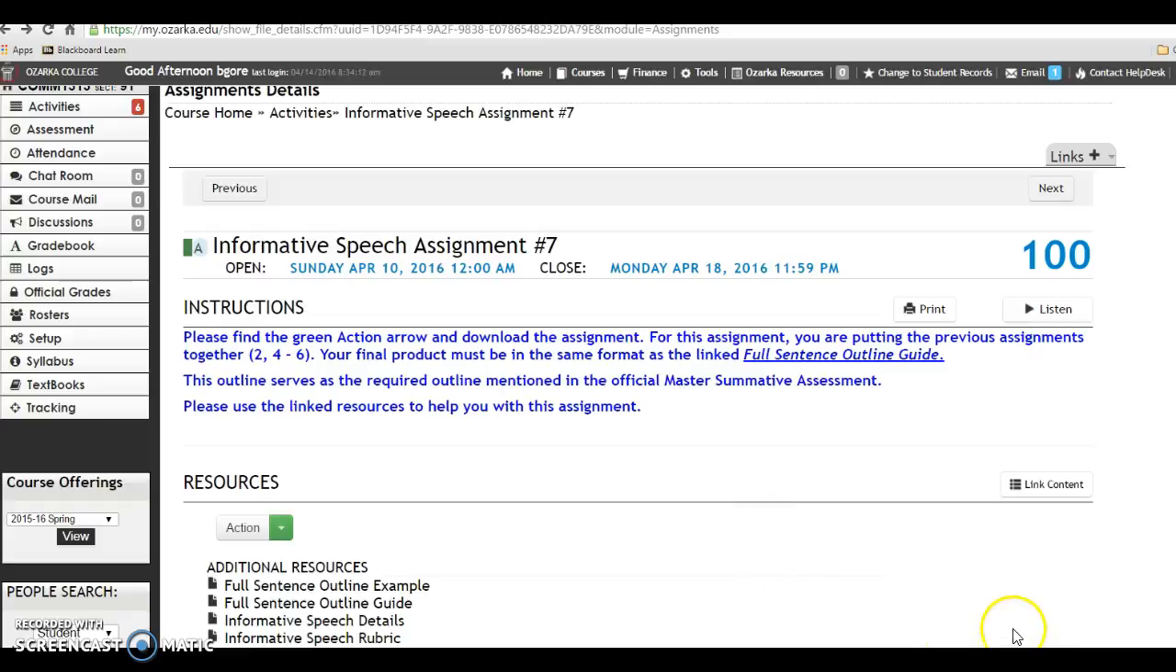I wanted to point out specifically assignment number 7 that is due Monday night, and it's very important that you do it in the example that has been given. So there's a guide to guide you, and there's also an example.